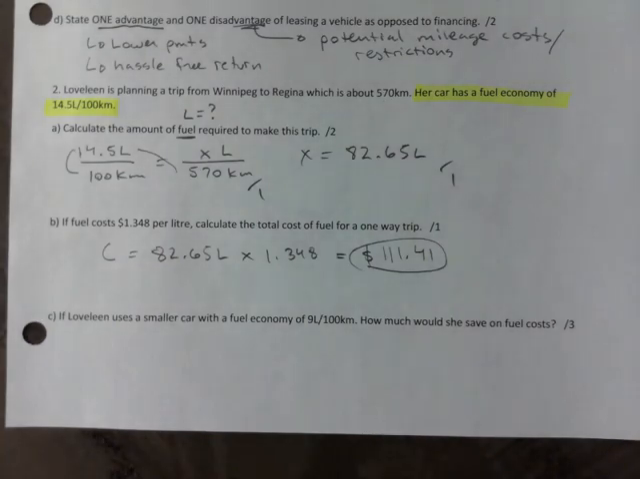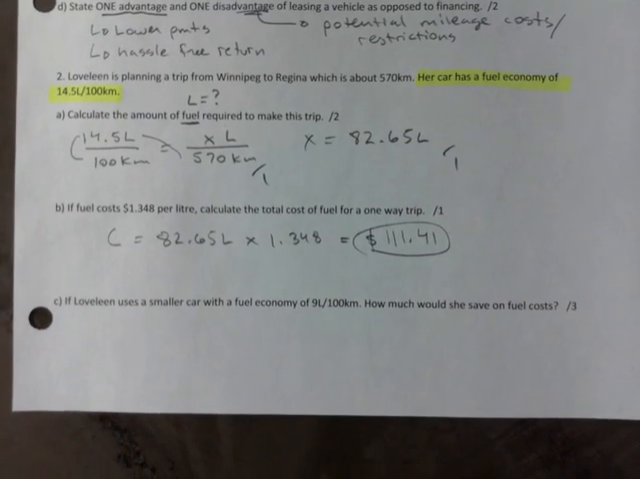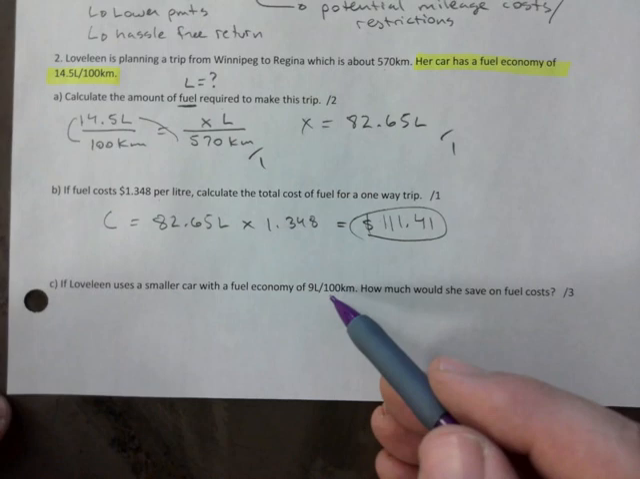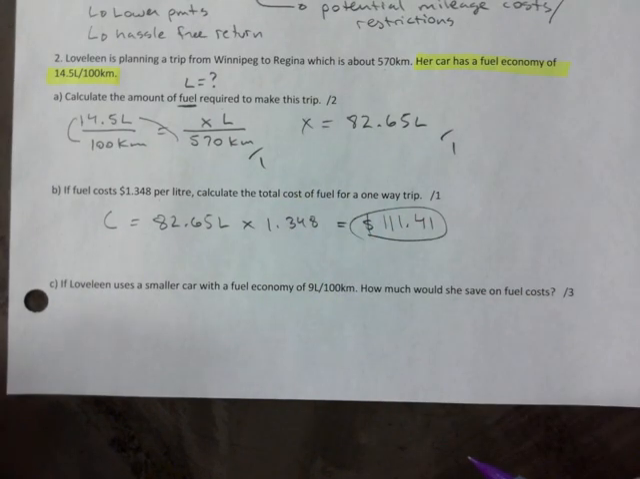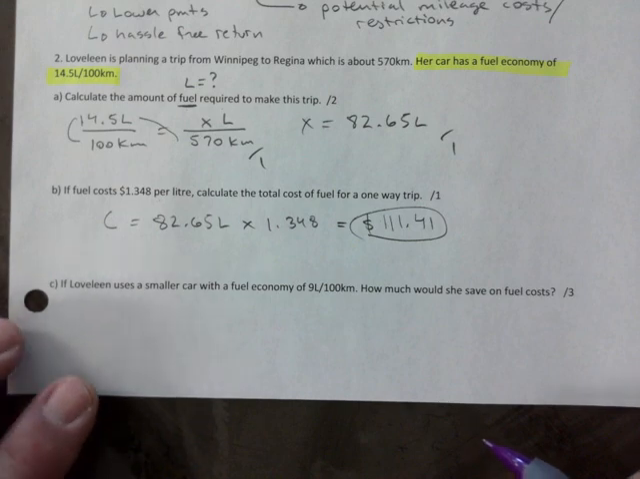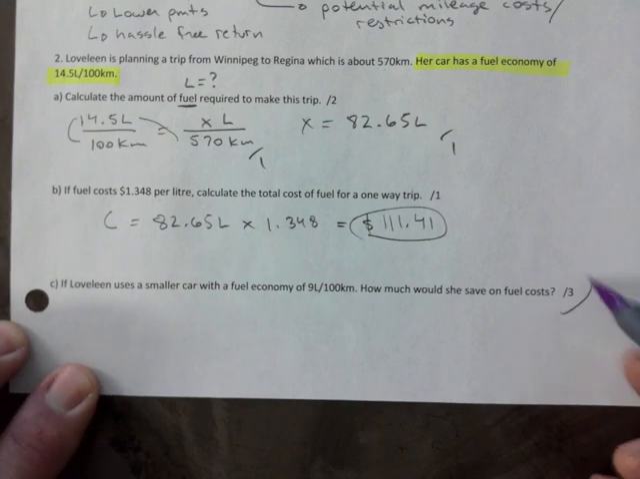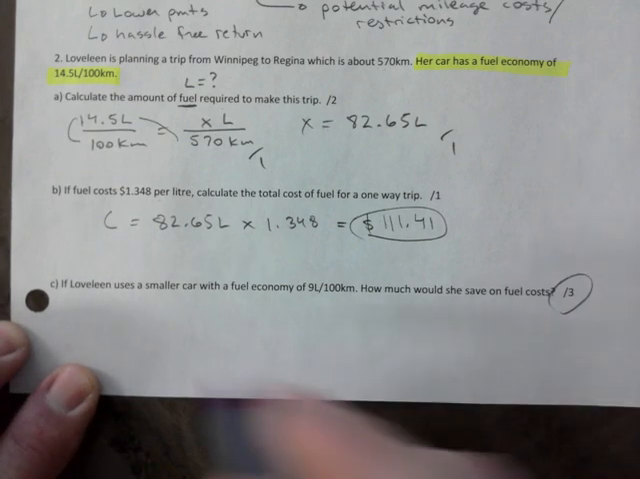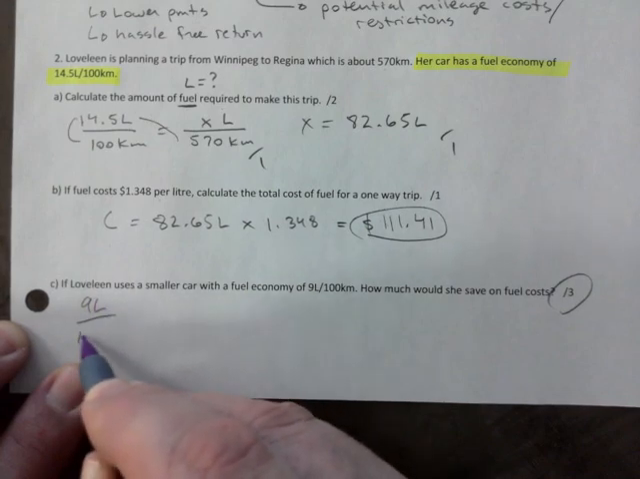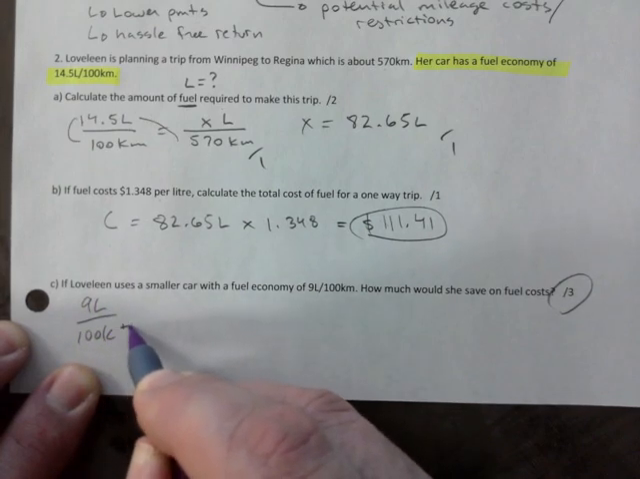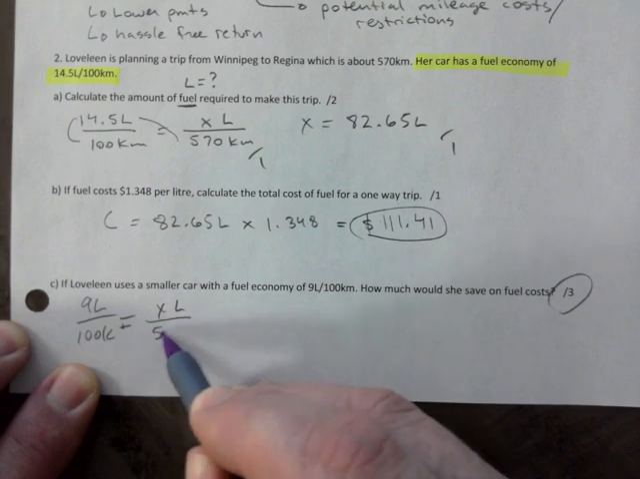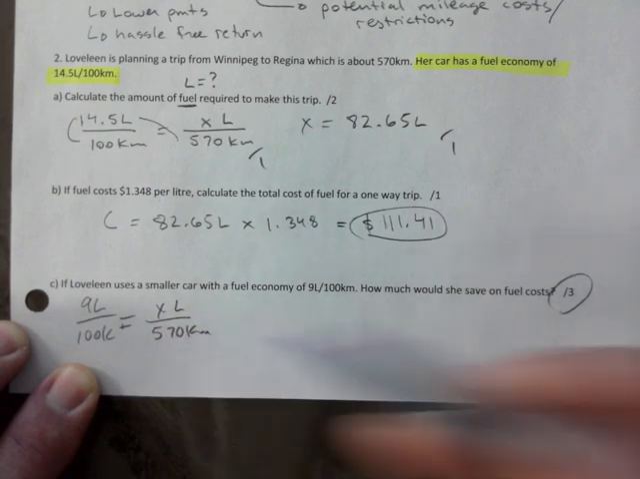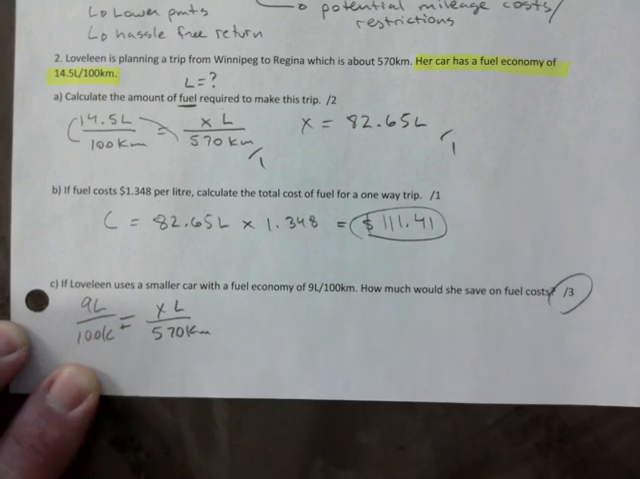Loveline is using a smaller car with a fuel economy of 9 liters per 100 kilometers, which is much better, right? It's using less. How much would she save on fuel costs? That's a lot of 3 marks, right? So first you have to, I agree with you, Aiden. First figure out how many liters would you need with that car, right?